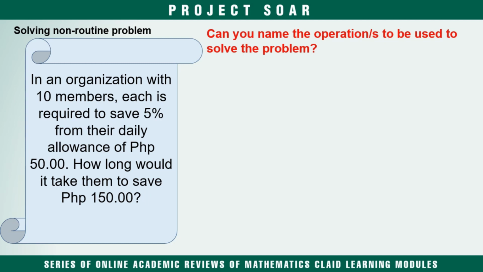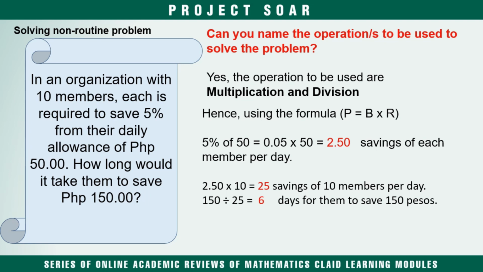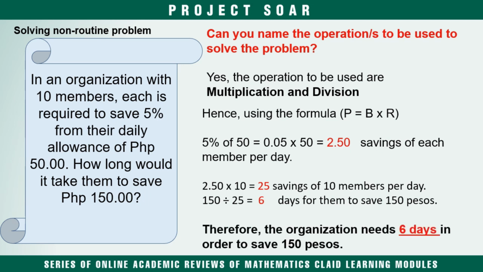Can you name the operation or operations to be used to solve the problem? Okay, yes, the operations to be used are multiplication and division. Hence, using the formula percentage equals base times rate. So 5% of 50, change 5% to decimal form. 5% is 5 hundredths. Now, multiply by 50 equals 2 pesos and 50 cents, savings of each member per day. Now 2.50 times 10 equals 25 pesos savings of 10 members per day. Now 150 divided by 25 equals 6. So 6 days for them to save 150 pesos. Therefore, the organization needs 6 days in order to save 150 pesos.